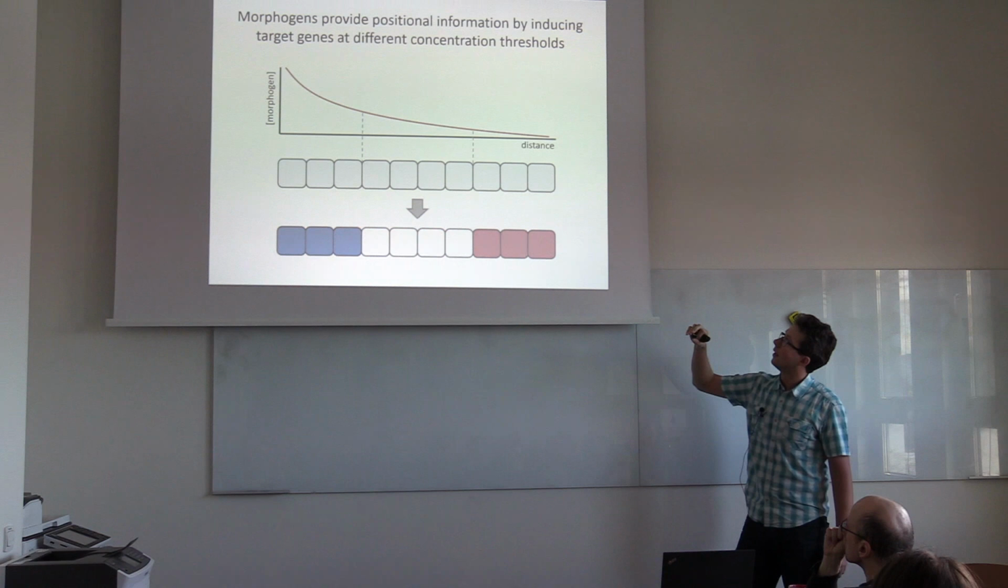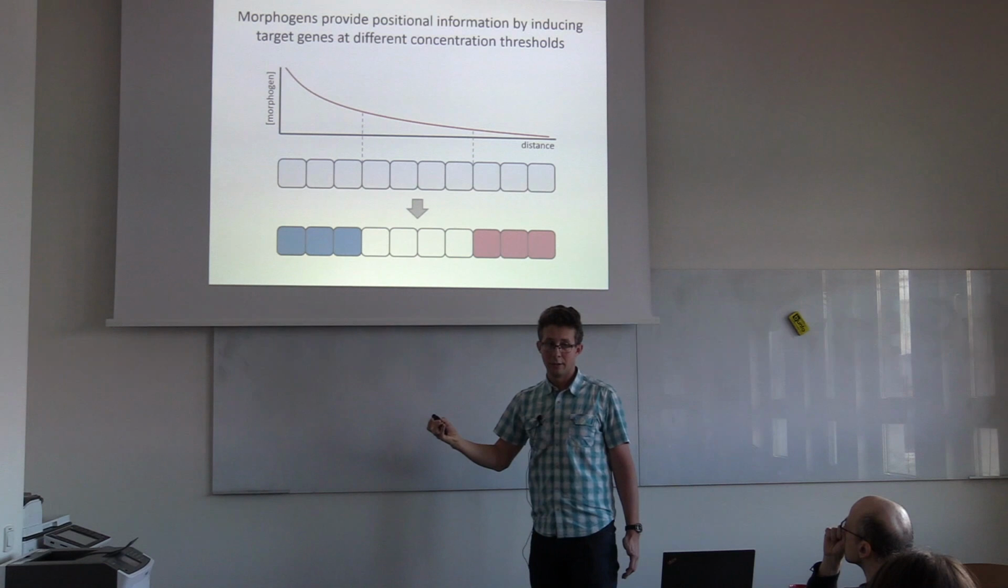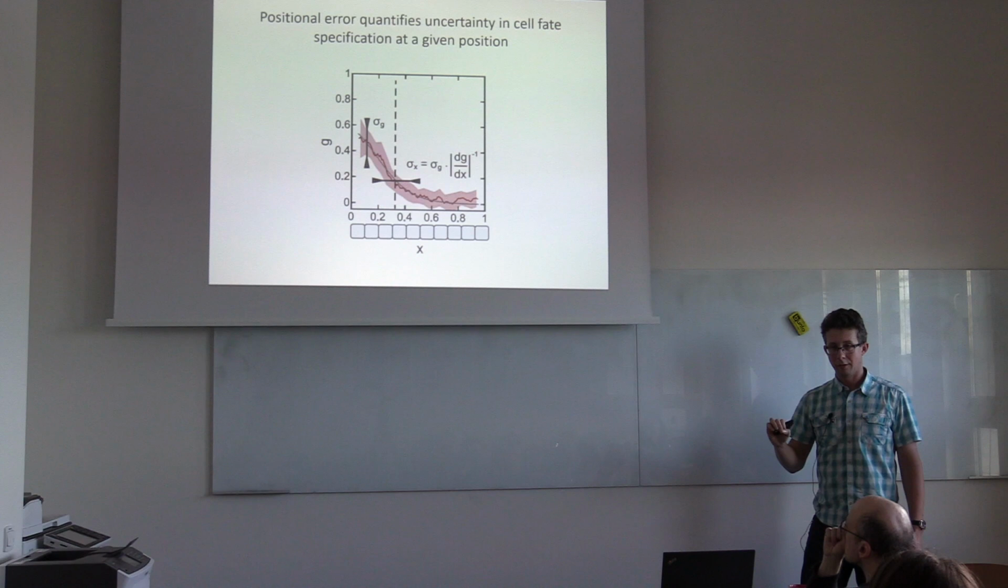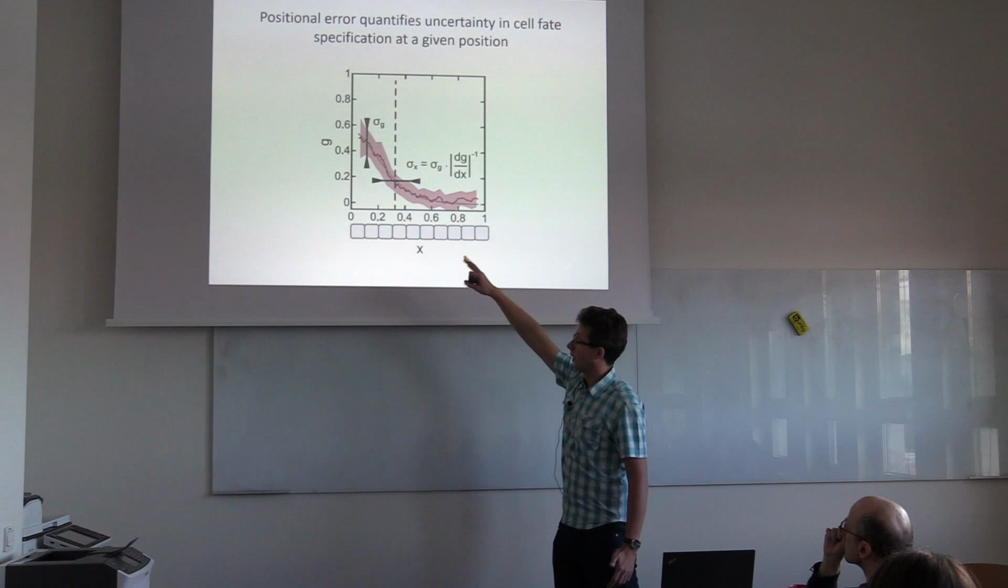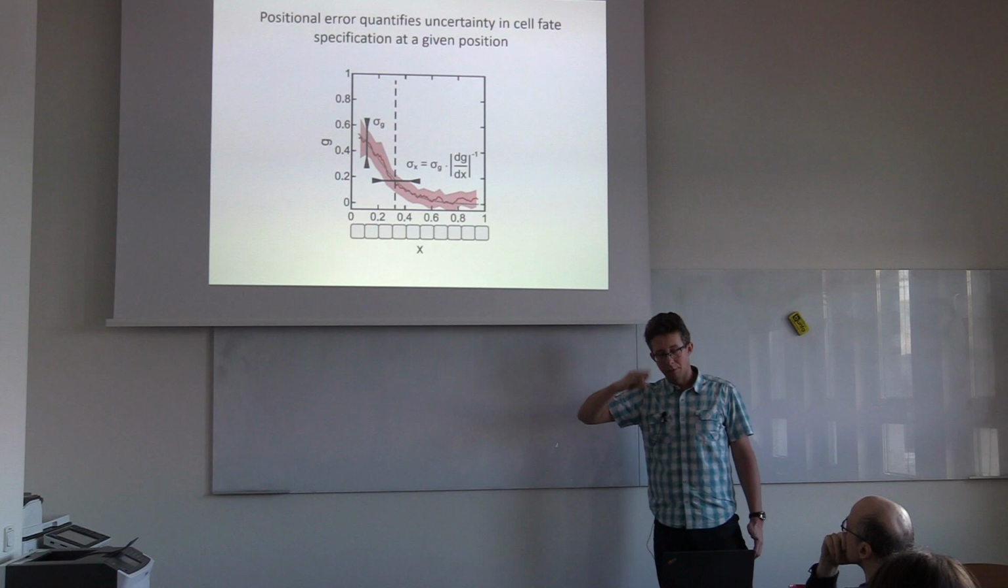And of course, the more noisy the signal is, the cells that are reading the concentration have access to less positional information. We can quantify that with the so-called positional error, which in the simplest case, when we have just one morphogen signal, is just this positional error. So the sigma x is the spread or the standard deviation of the gene expression or the morphogen signal times the inverse of the slope.